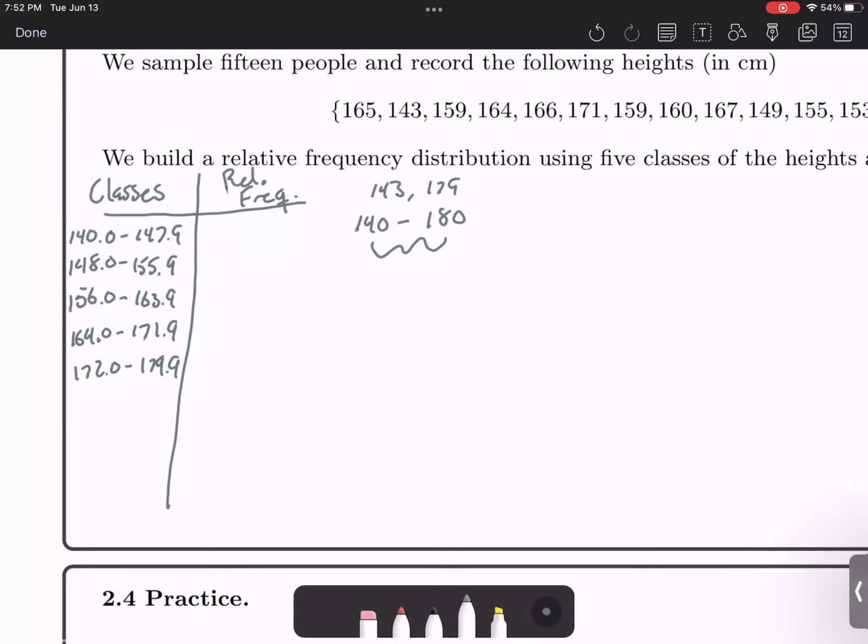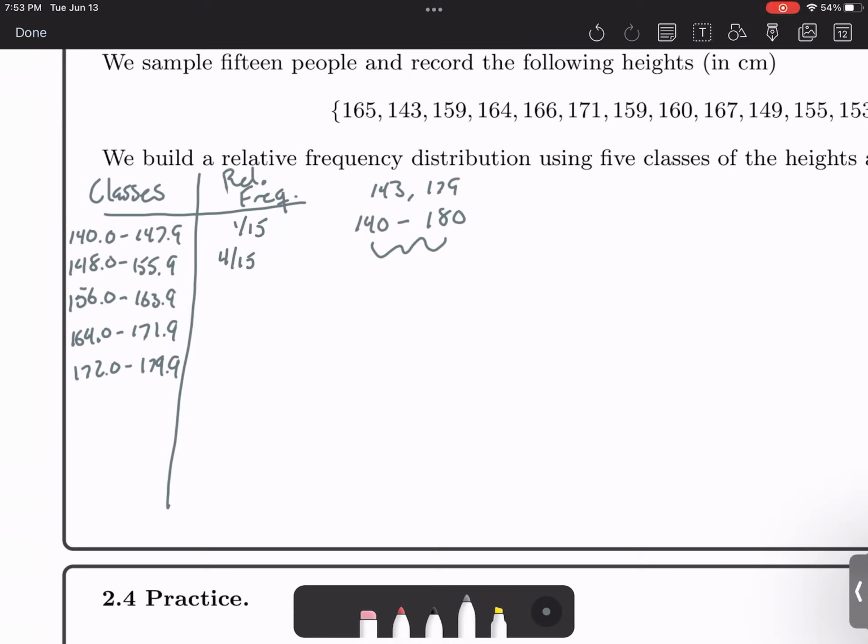And now we just need to distribute our data. So how many data points out of the 15 are inside the first class? I see only 1. So there's 1 out of the 15. How many data points are in the second class? Up until 155.9, I see 1, 2, 3, 4. So there's 4 out of the 15. Right, this is why it's called a relative frequency distribution. We're comparing how many are inside each class to the total number of people that we took data from.